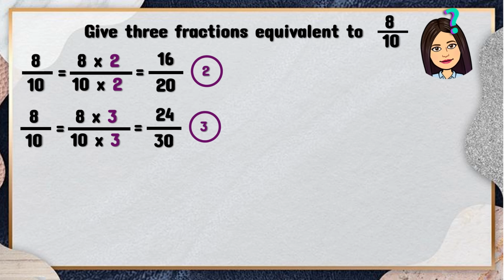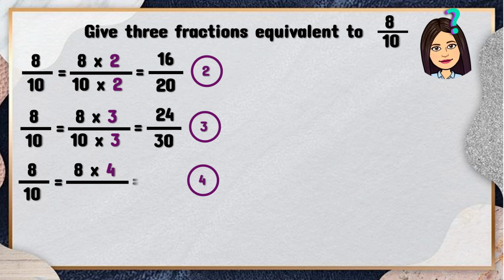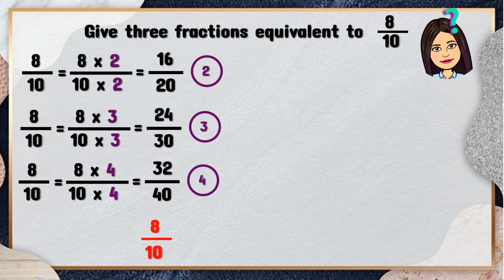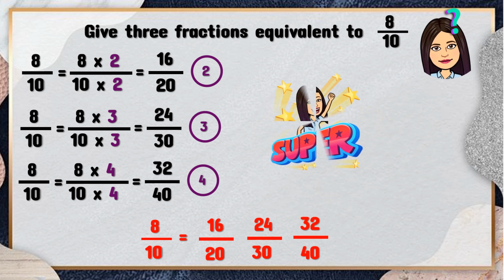Let's now try the third equivalent fraction of 8 over 10. Let's multiply the numerator and the denominator by 4. The numerator 8 times 4 is 32. And the denominator 10 times 4 is 40. So the third equivalent fraction of 8 over 10 is 32 over 40. So 8 over 10 is equal to 16 over 20, 24 over 30, and 32 over 40.